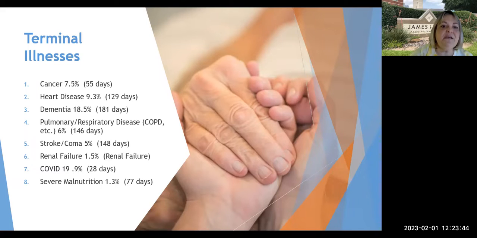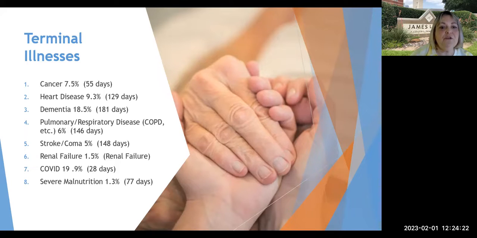Now look at dementia. That is 18.5%. So about 19% of people on hospice have dementia, and their average stay on service is 181 days. And we said earlier that people who have dementia typically are on hospice longer because they have medical teams who know when to tell them that it's probably time to get on hospice. COPD, or pulmonary or respiratory disease, about 6% of people on hospice, and they're on for about 146 days.